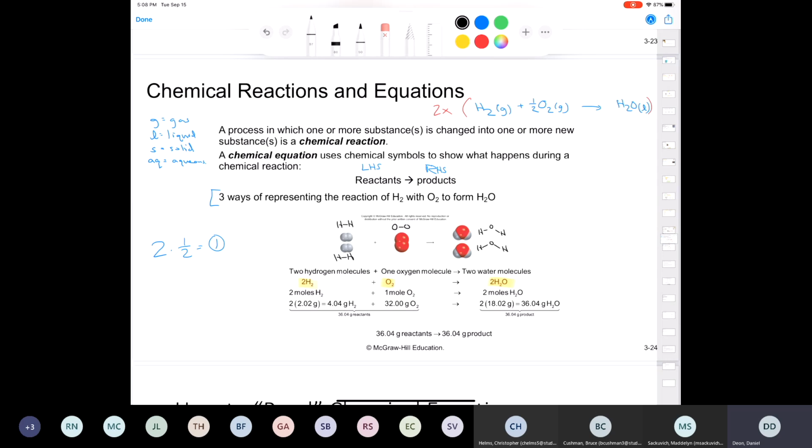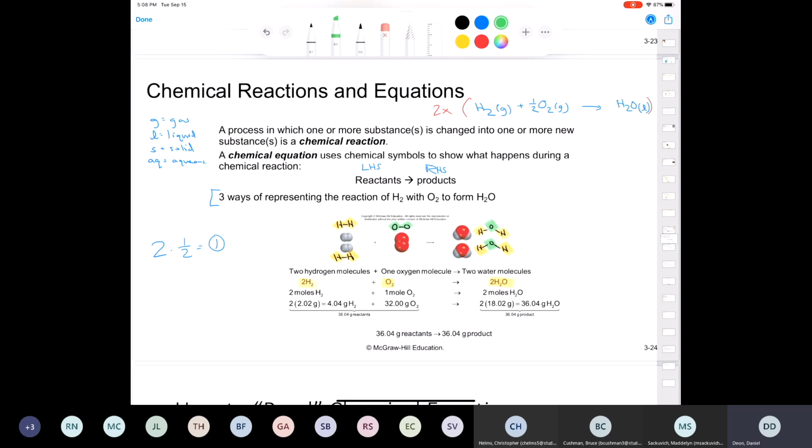Let's make sure that this is balanced, and I'm sure that you can tell that it is, but let's go over it. I have 1, 2, 3, 4 hydrogens on the left. On the right, I have 1, 2, 3, 4. That works out. On the left, I have 1, 2 oxygens, and on the right, I have 1, 2 oxygens like that. So that is perfectly balanced out.